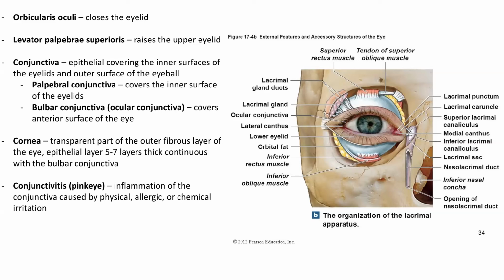The bulbar conjunctiva is then continuous with the cornea, which is the transparent part of the eye made out of a fibrous layer, 5 to 7 layers thick. So that's this clear part. When we have conjunctivitis, that is redness, normally noticed around the eye, where there is inflammation from physical, allergic, or chemical irritation of this conjunctiva. Okay.